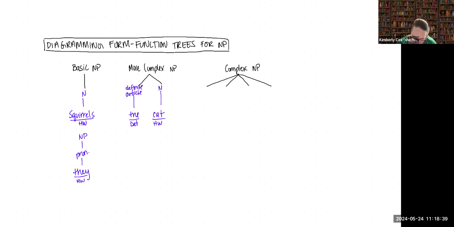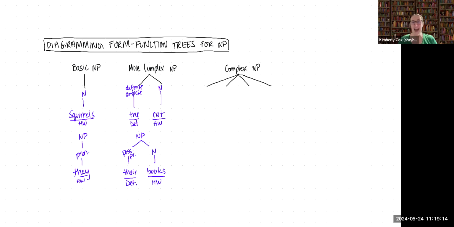Another example might be, let's say, their books. Here we have a possessive pronoun. Here we have a noun. Together, they are a noun phrase. Their is functioning just like a determiner, and books is still the head word for our noun phrase. So even though it's more complex, it's just more complex because there are more words. It's still functioning in the same way. You still have to have that head word.